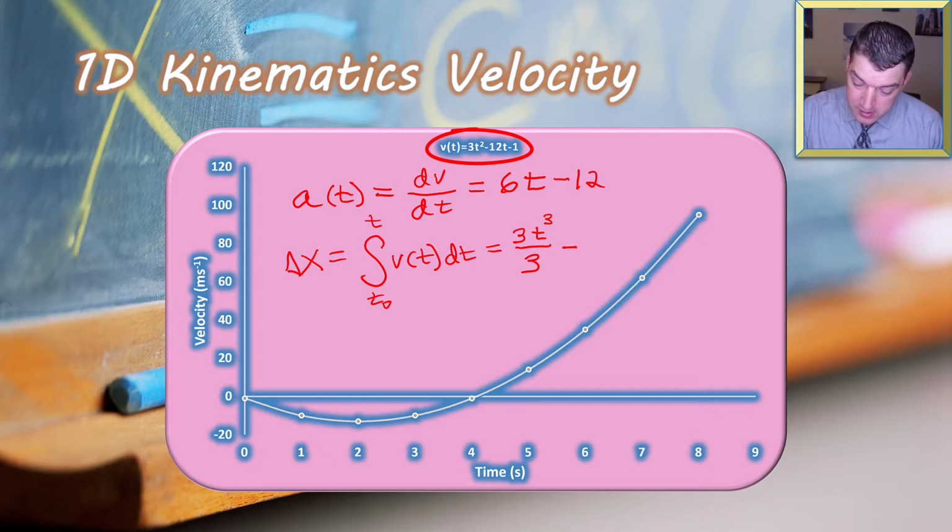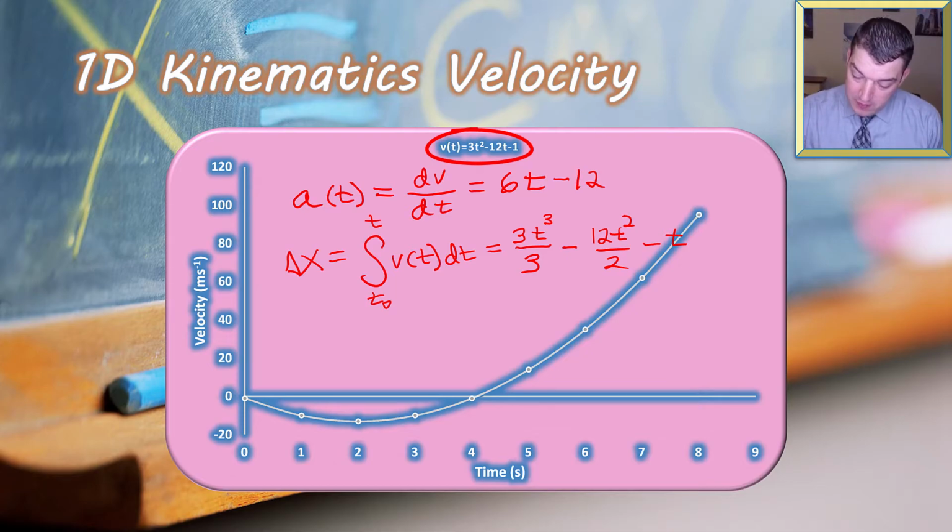minus the constant 12 times t squared divided by 2, minus the constant 1, which is t. Would be 1 times t, right? t to the first power divided by 1. Or the derivative of t is 1. The derivative of a variable is 1.